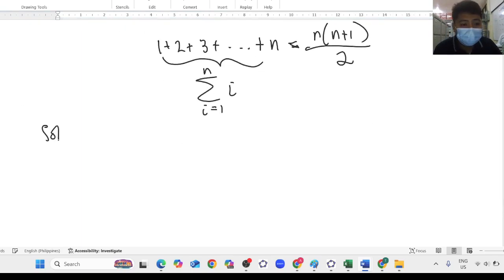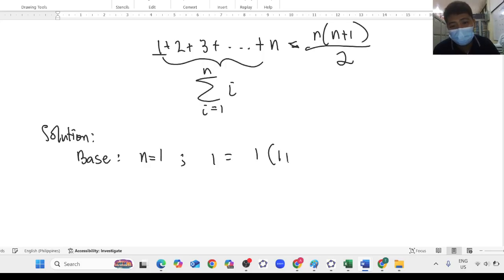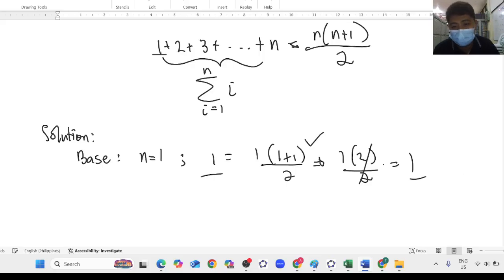Solution: we first need a base case. The base is n equal to 1. Then the left side is 1. And if n is equal to 1, the right side is 1 times 1 plus 1 over 2, which is 1 times 2 over 2, which is 1. So the left and right sides are equal. Therefore, P of 1 holds.